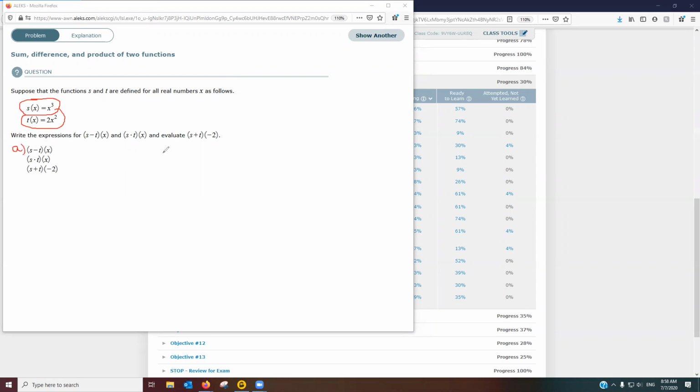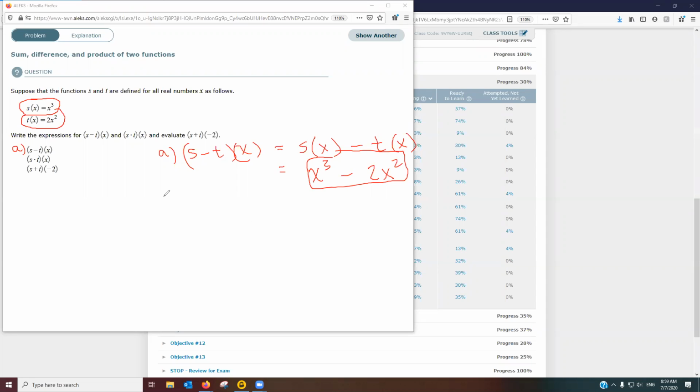Part A says, work out s minus t of x. Well, that's really a fancy way to say, take the function s and subtract the function t. So you've got to be careful with this notation. So they're really asking me to work out s minus t. All I'm going to do then is drop in x to the third for s, 2x squared for t, and that's the answer.